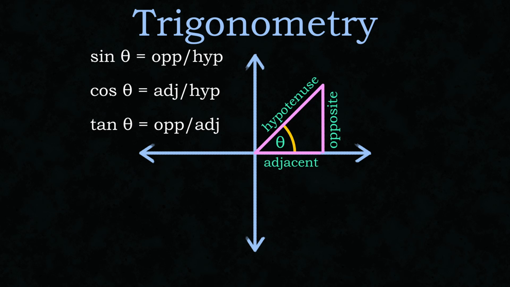So the sine is the opposite over the hypotenuse, the cosine is the adjacent over the hypotenuse, and then the tangent is the opposite side over the adjacent side. With the standard positioning of the right triangle, the adjacent side corresponds to the side that's aligned with the x-axis, and the opposite side is the side that's parallel to the y-axis.